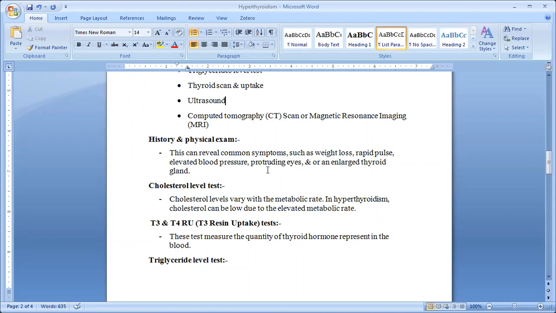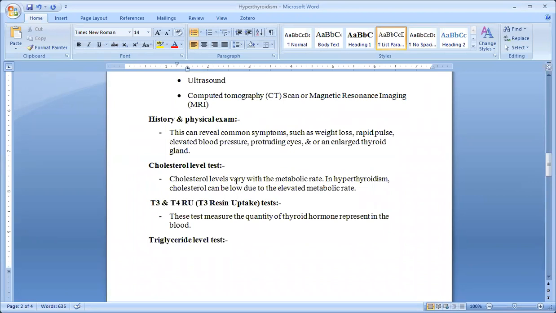What will the doctor check? First of all, by seeing only, the doctor can understand weight loss, rapid pulse, increased BP, protruding eyes. These are the signs and symptoms, and enlarged thyroid gland. Cholesterol level test. Cholesterol levels vary with the metabolic rate. In hyperthyroidism, cholesterol can be low due to the elevated metabolic rate. The metabolic rate is increasing, that's why the cholesterol level is low.